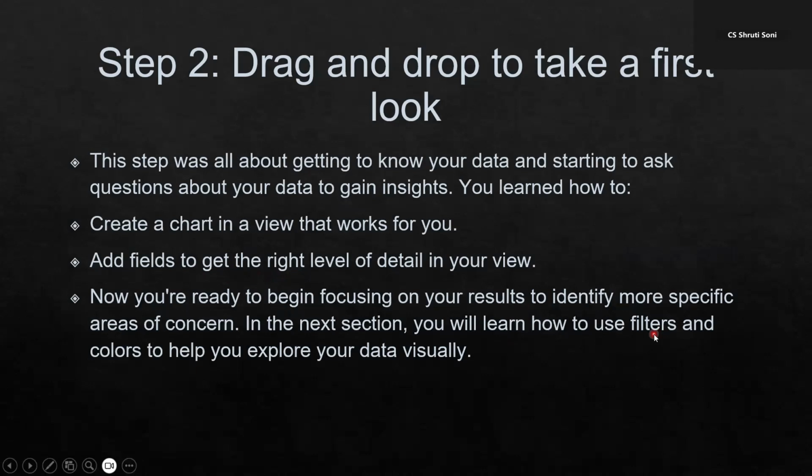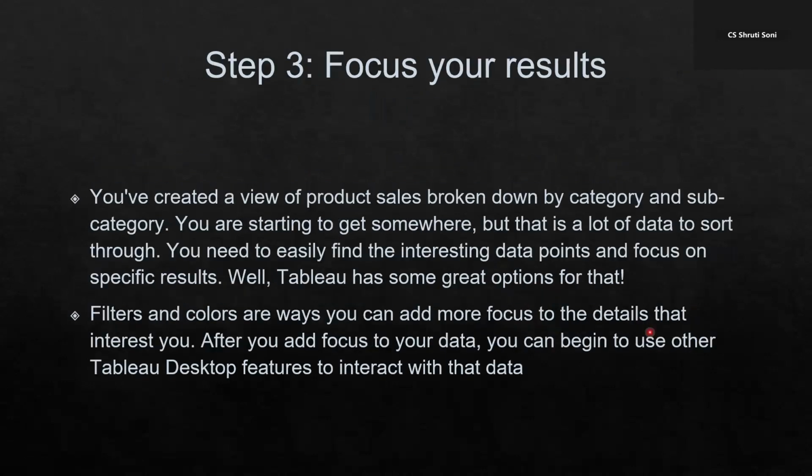You can start adding filters and colors also to explore your data visually. So you've created a view of the product sales broken down by category and subcategory. Now you're starting to get somewhere, but that's a lot of data to sort through. You need to easily find the interesting data points and you need to focus on specific results. So for this, you can use filters and colors, which will help you to add more focus. So step 3 is basically talking about focusing your results.